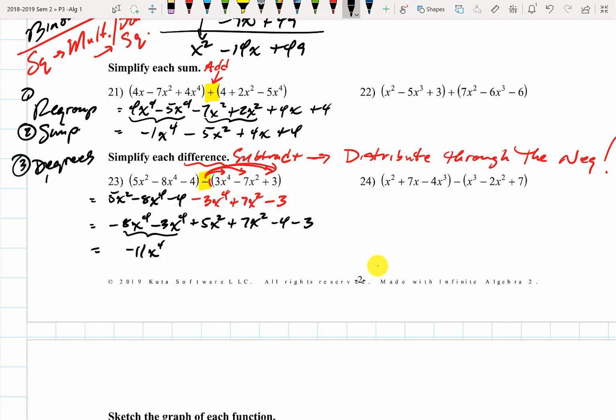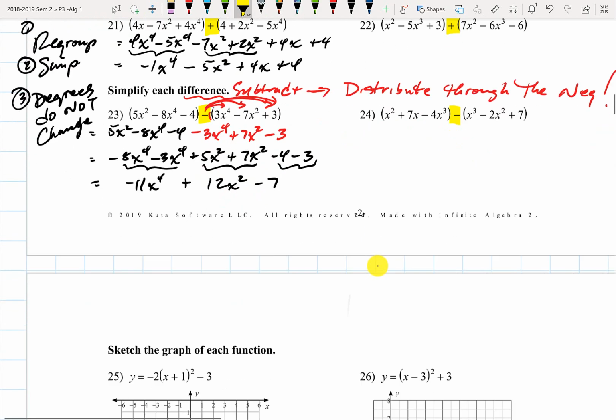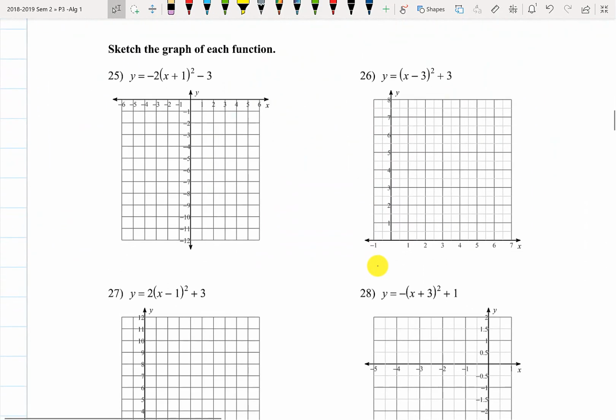Degrees do not change. Okay, they only change in multiplication, not addition and subtraction. Okay, and that's what it means to be like terms, guys. When you add like terms, you get the same term. So you get 5x squared plus 7x squared is a 12x squared, and then a minus 7. When you combine the negative 4 and the negative 3 is a negative 7. So remember, you got to focus in on the operations, add or subtract, one of the two, both of which are on the test, by the way.